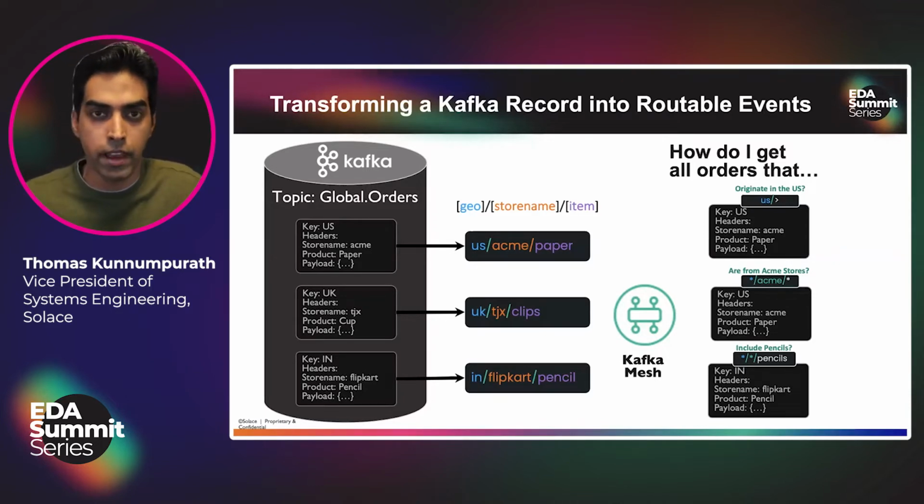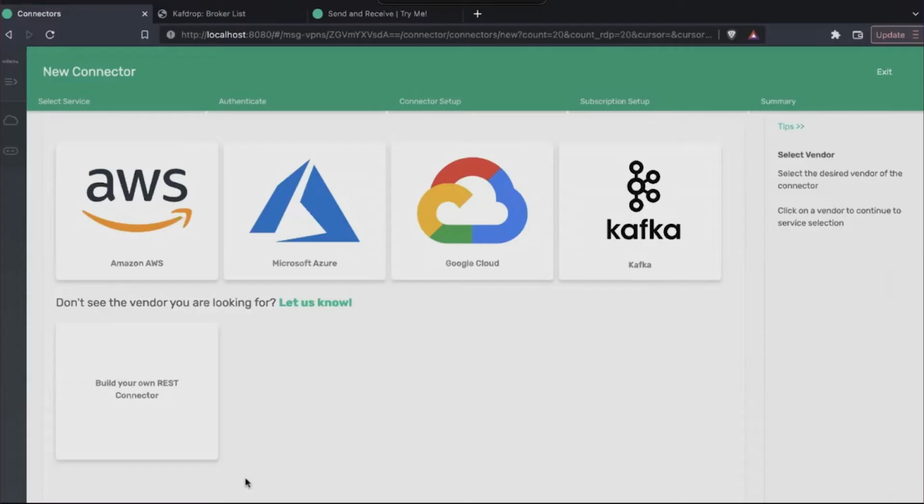Now that we have those fundamentals out of the way, let's dive into the demo. This is an early access version of our Kafka mesh, so the screens are subject to change, but a key aspect of the Kafka mesh is connectors, and there's a variety of connectors available. We have connectors into cloud native services, and as you can see, we also have a connector into Kafka. So let's go ahead and click the Kafka connector.